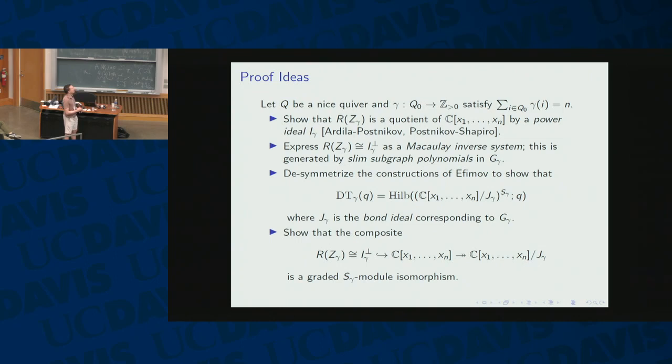So there are various ideas showing up in the proof. I'm nearly out of time, so I will be quite quick here. What you basically do is you show that a whole bunch of things are isomorphic to one another. You take this construction of Efimov, you sort of desymmetrize it, you get a connection with bond ideals, you relate this ring RZ gamma to the power ideals that were studied by Ardila-Postnikov and Postnikov-Shapiro, and you use the results of, say, Postnikov-Shapiro or Ardila-Postnikov to look at the Macaulay inverse system that you would get. Right? So it's basically this big, long chain of isomorphisms.